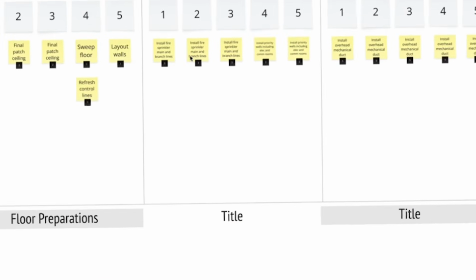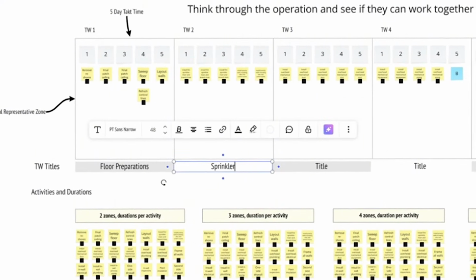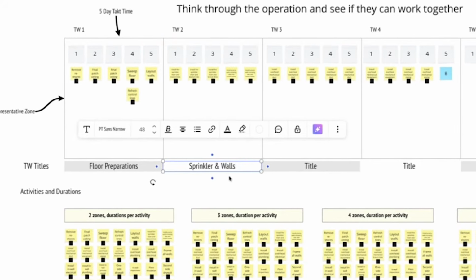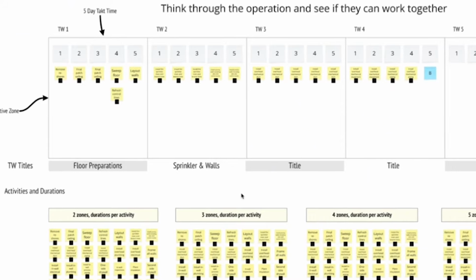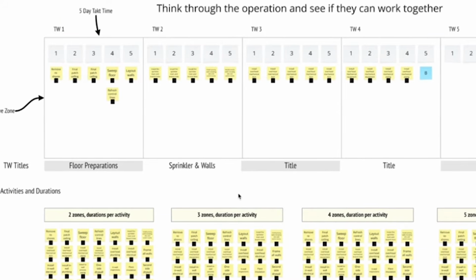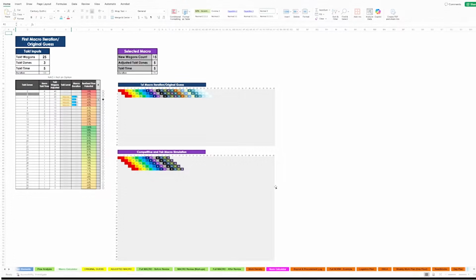Then the next one is fire, sprinkler, and priority walls. So I would just say sprinkler and walls, right? You're doing a summary. Now, the reason that I want you to do that is so you can now go into your macro-level takt plan and actually do a little fun experiment.